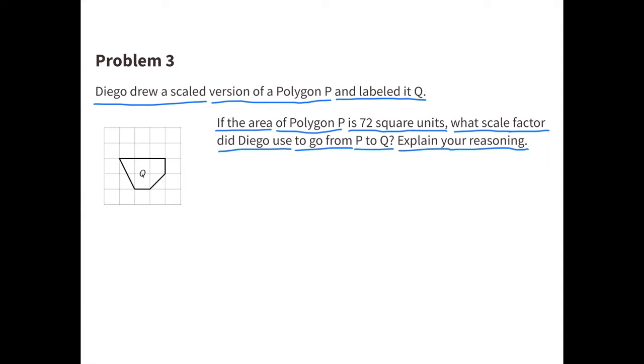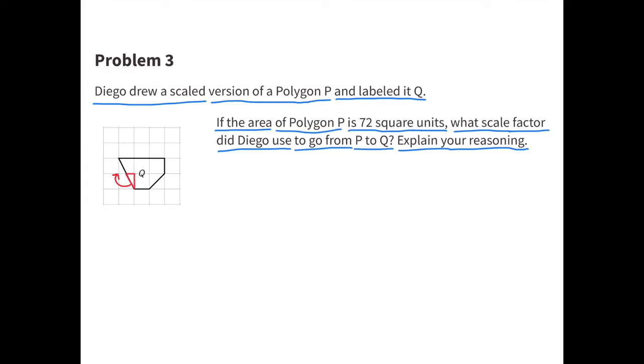On this grid, we can see polygon Q. This is what Diego drew. It's a scaled version of polygon P. In order to find out what scale factor Diego used to go from the original polygon P to his scaled version of polygon P, which he labeled Q, I need to find the area of polygon Q.